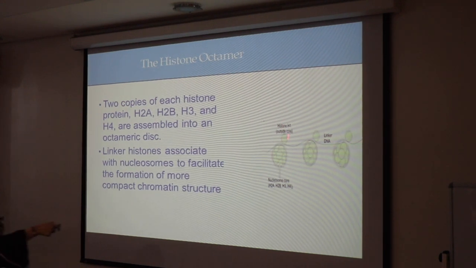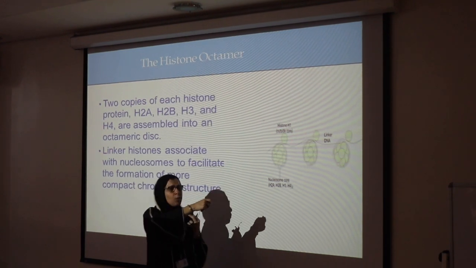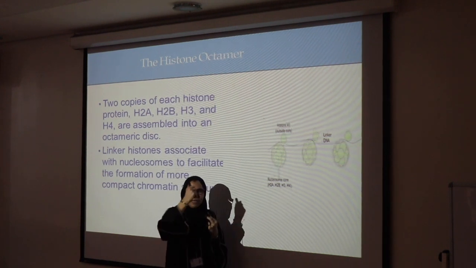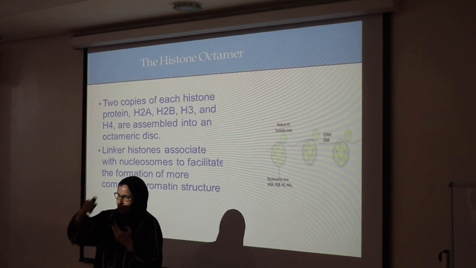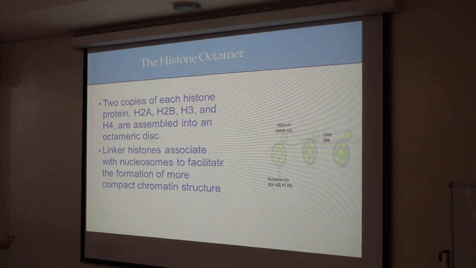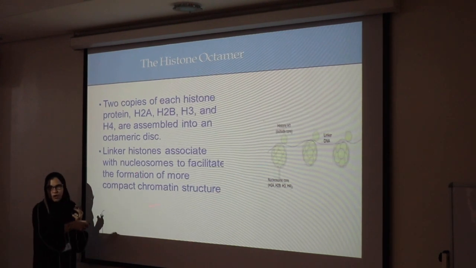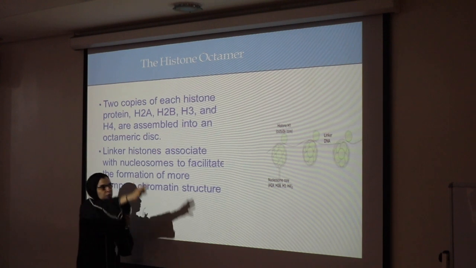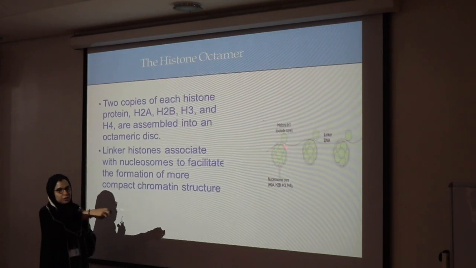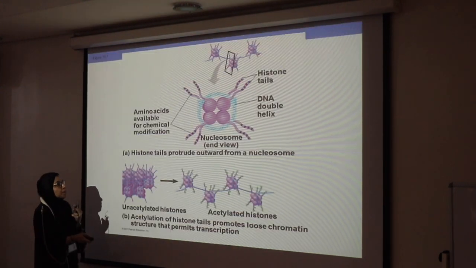But also we have a linker histone, which is H1, which is outside. What is the function of this linker histone? It makes the packing even harder. So it makes the packing stronger. Okay, so this is the linker histone. It will facilitate the formation of a more compact structure. So this is the basic information that you should know about the structure: the octamer and the linker, and you should know the name of each histone.